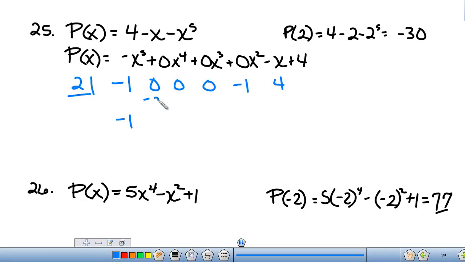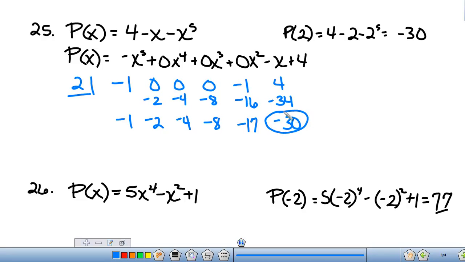That gives us a -2. Add those two together. A 2 times a -2 is a -4. Add those two together. And a 2 times a -4 is -8. We'll add those together. 2 times -8 is a -16. And we'll add those together. And finally, 2 times 17 is -34. And -34 plus 4 is -30. Once again, you can see that the evaluation is equal to -30.